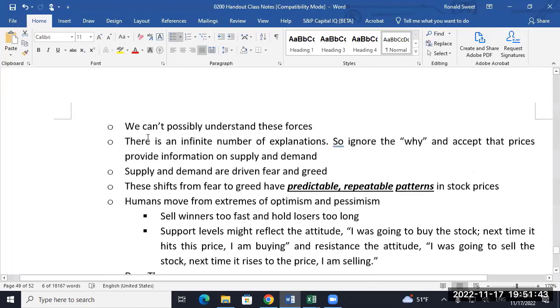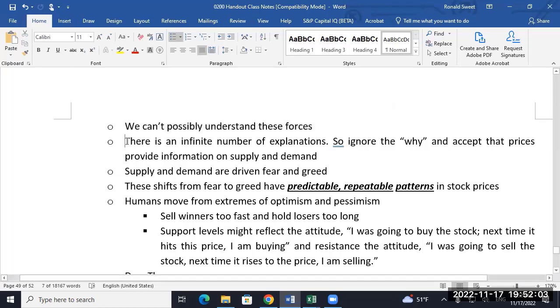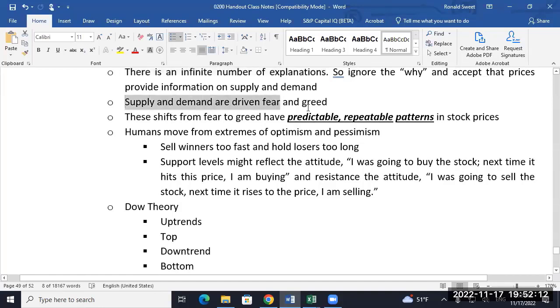Now, Dalquist argues we have these forces that are causing these supply and demand imbalances, but we don't have to figure out what they are. We have no idea. There's no way we're going to figure out what they are. All we've got to do is recognize the patterns and see if they happen again. So she's not saying you've got to sit down and figure out who these people are and why they're doing that. She says there's an infinite number of explanations, so ignore the why and accept that prices provide information on supply and demand. Here's some Dr. Lowe. Supply and demand are driven by fear and greed.